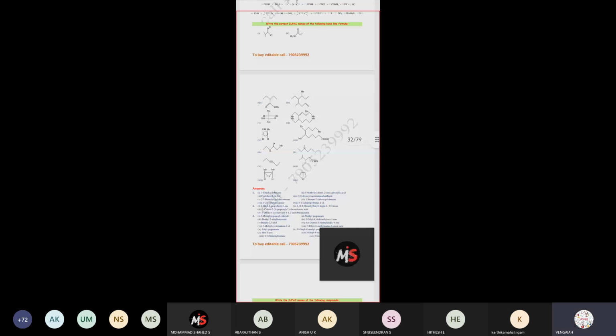Next is: write the IUPAC name of the following compounds. So they gave some compounds. How can we give the compound name? For example, you can see the second question: CH2=C(CH3)CH2CH2OH. How can we name this compound? This compound has three things: a functional group is there, a double bond is there, and a branch is also there.